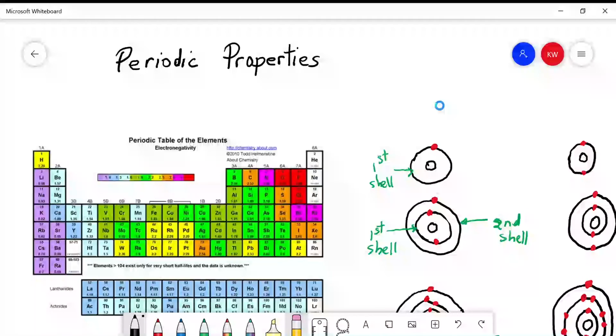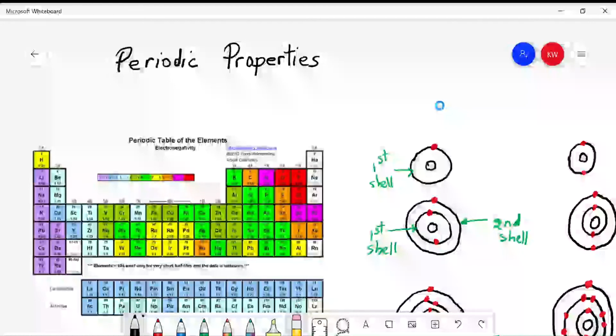So today we'll be looking at the periodic properties. We'll be looking at the periodic table and properties on the periodic table. We'll be looking at properties such as atomic radius, ionization energy, electron affinity, electronegativity, and ionic radius. Before we get into these individual trends, let's look at the periodic table first.